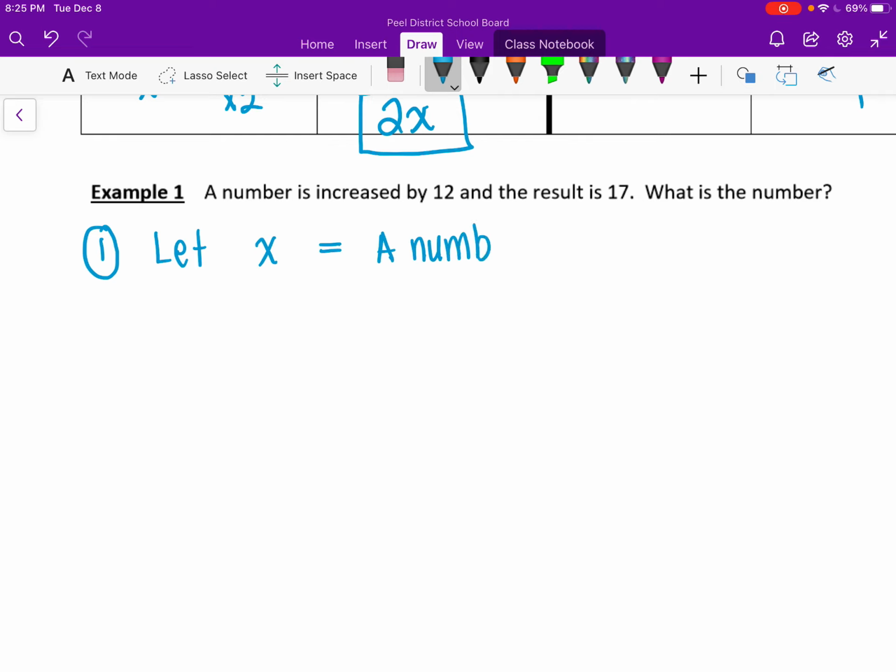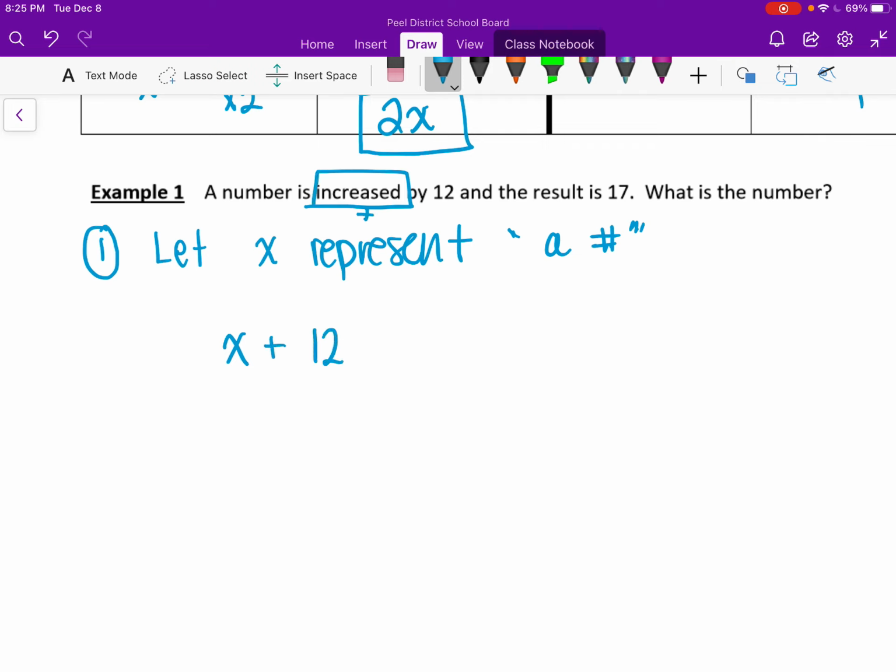I'm not even going to write equal. That might confuse people, so I'm going to say let x represent a number. Right? And if x represents a number, so x is increased, so I know this is plus, by 12, and results, if it's resulting in something, that's another way of saying equals, in 17. And now if I want to solve the number, I just got to solve for x, right?